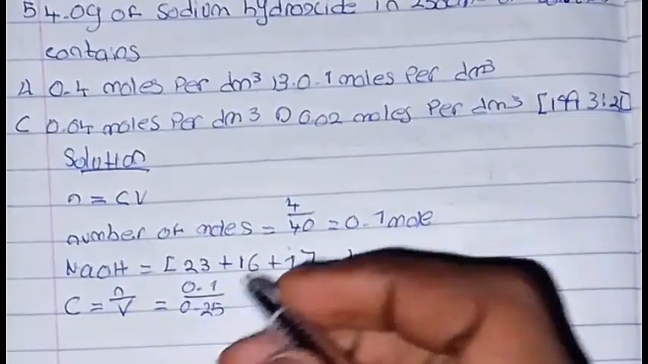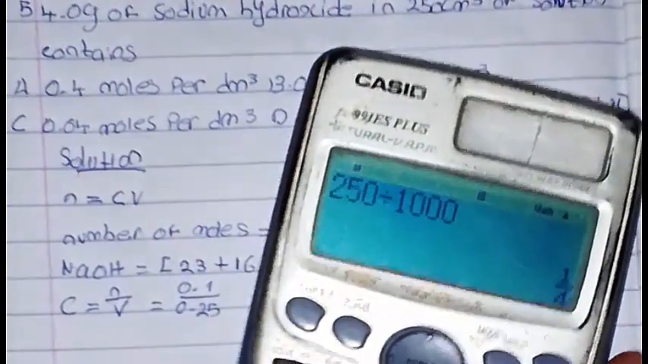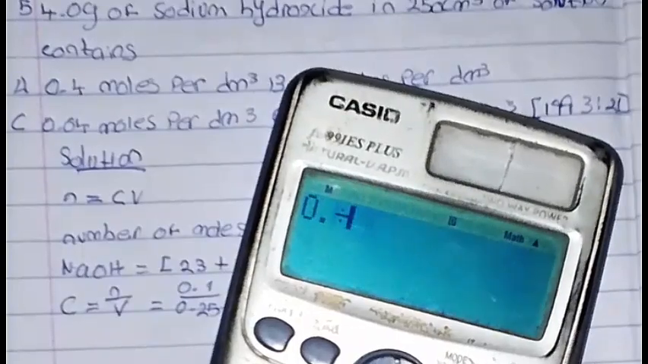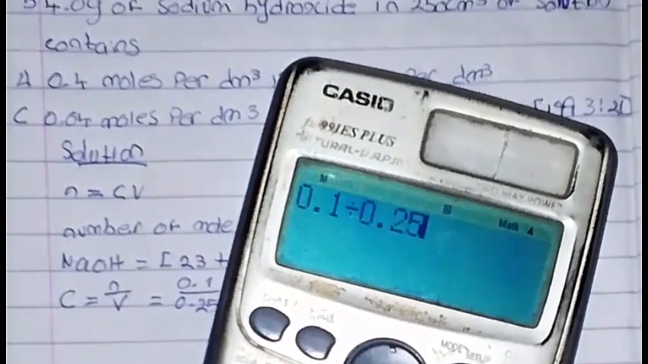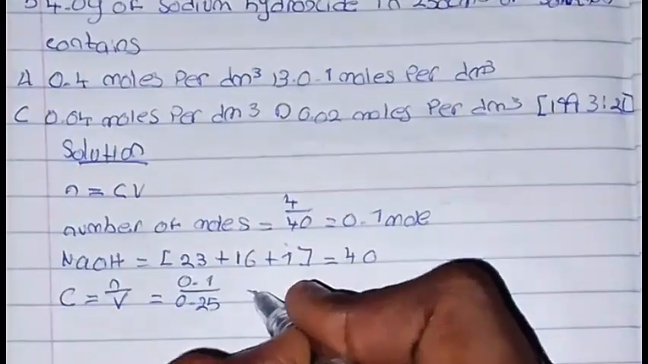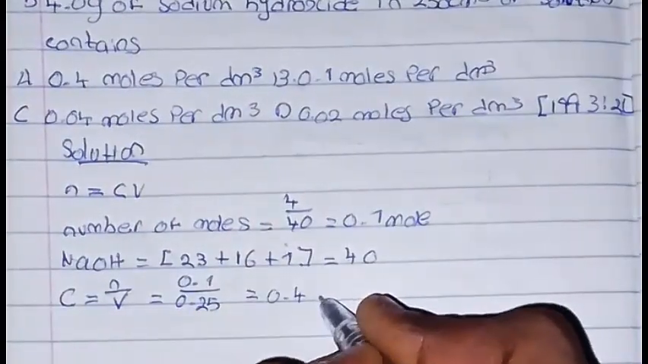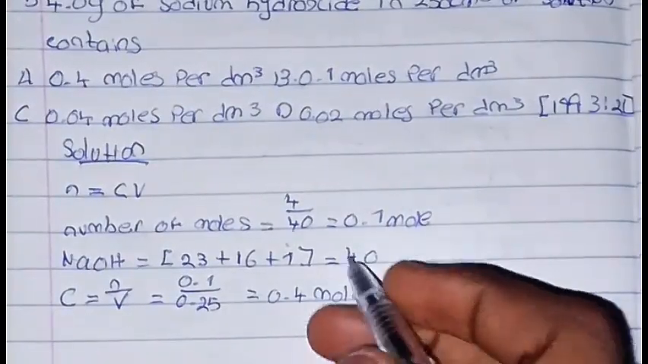We established the relationship. So 0.1 divided by 0.25 gives 0.4. If you divide this, you get 0.4 mole per dm³, and that is our final answer, going as option A.